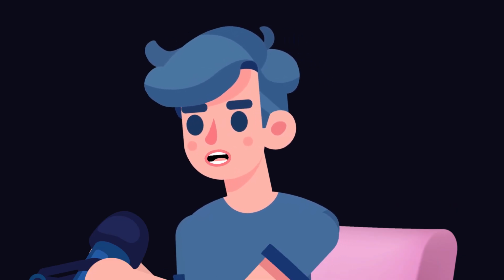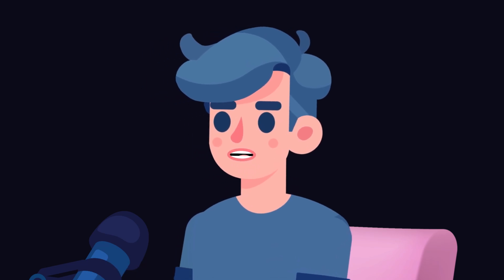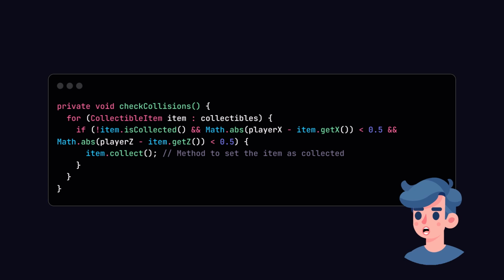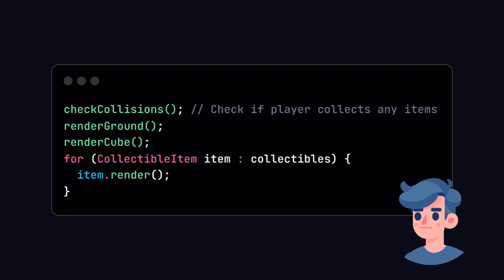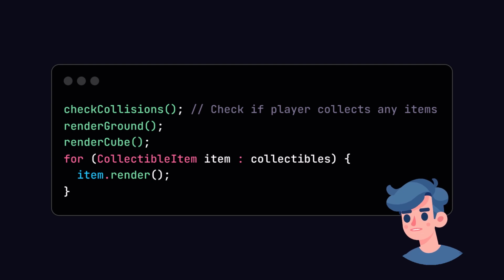Next, we will implement a simple collision detection system so players can collect these items. To detect collisions, create a new method in the game class that checks if the player's coordinates overlap with any collectible's coordinates. Check for collisions in the game loop as well, above the render methods. Call checkCollisions before rendering the collectibles.